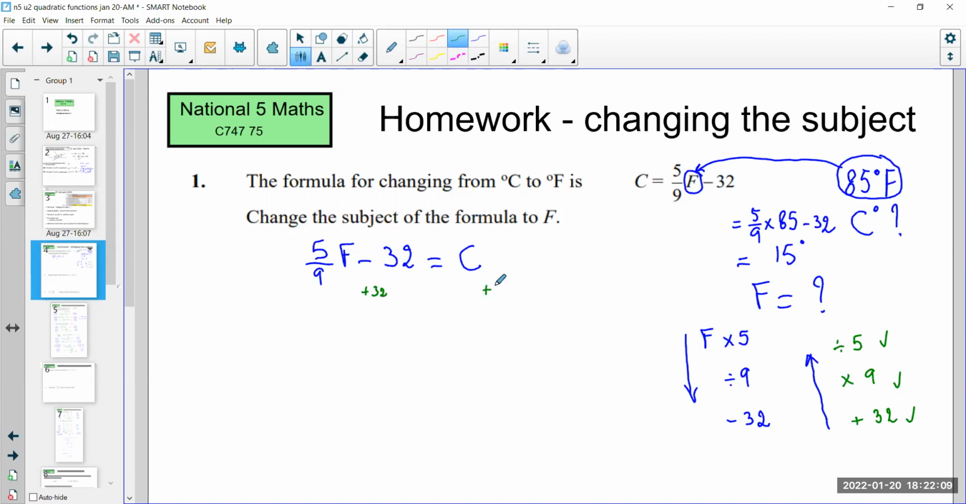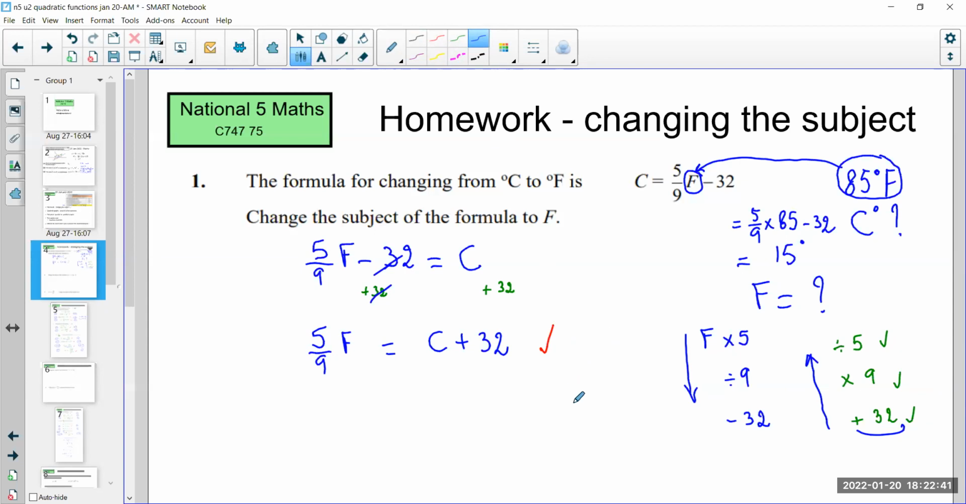But if you add 32 on one side, you need to add 32 on the other side. And by doing so, you will get rid of the 32, because minus 32 plus 32 is 0. So you end up with 5/9F equal C plus 32. That's what we've done. Adding 32, and you get your first mark.